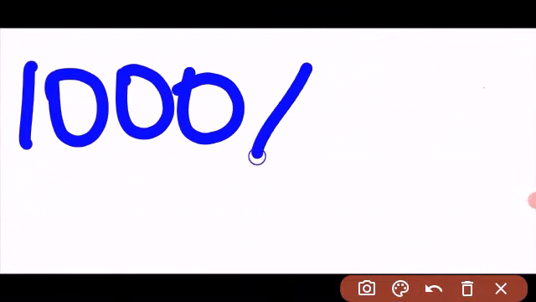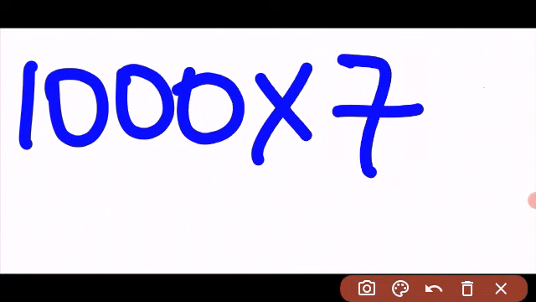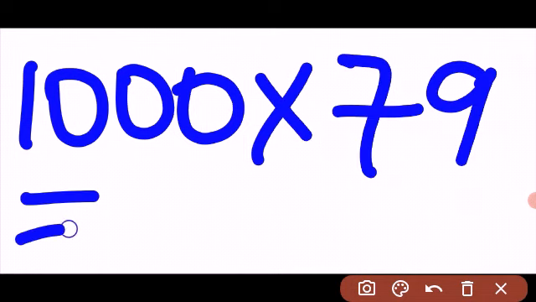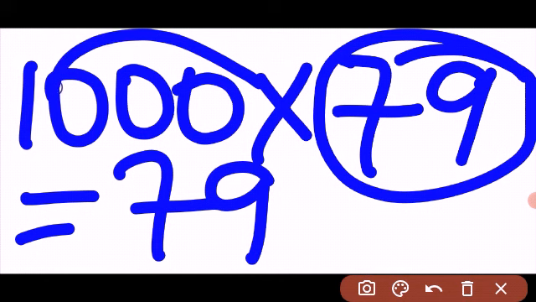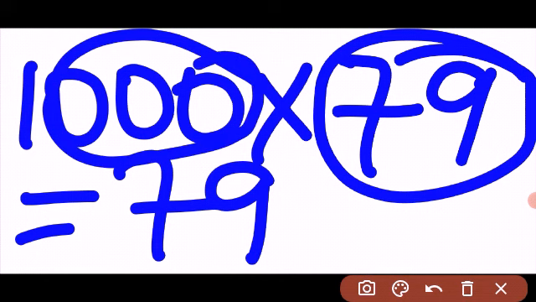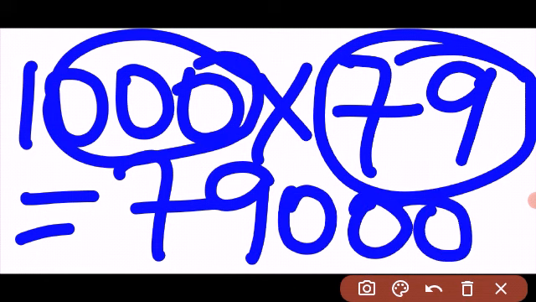And that's the same way it goes when you say 1,000. Wow. 1,000 times 79. What would the answer be? You copy the 79 first, then you copy all the zeros of 1,000: 1, 2, 3. That is 79,000. Okay, so it's so easy, isn't it?